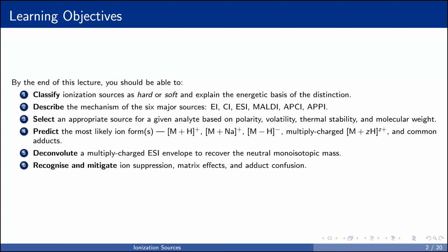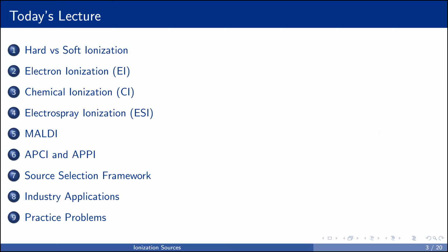Fourth, predict the ions. Every source produces a particular pattern of ions: protonated, sodiated, deprotonated, multiply charged, and various adducts. You need to know what to expect so you can interpret a spectrum. Fifth, deconvolute multiply charged envelopes. This is a specific mathematical skill unique to ESI that we'll work through with a concrete example. Sixth, recognize and mitigate the main practical problems. Ion suppression is probably the single most common source of frustration in LCMS work, and knowing how to deal with it will save you a lot of time in the lab.